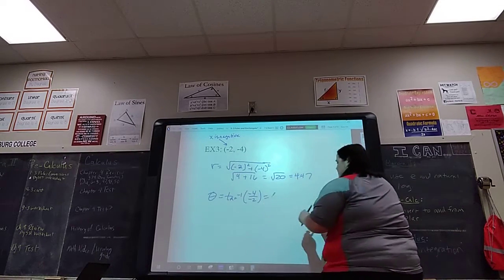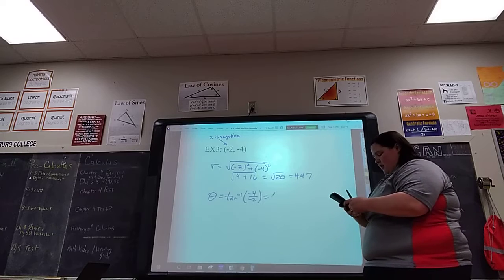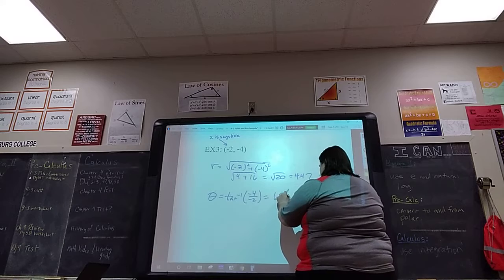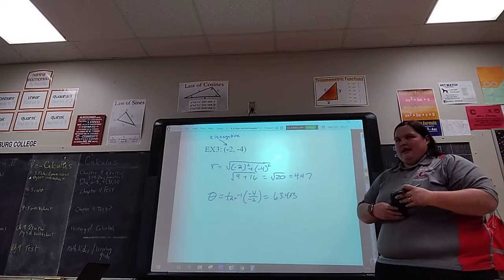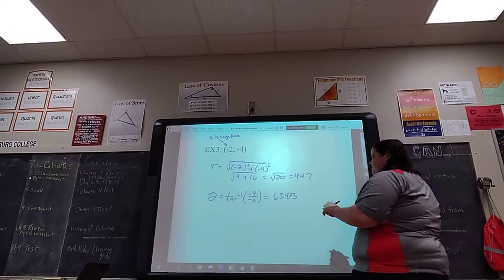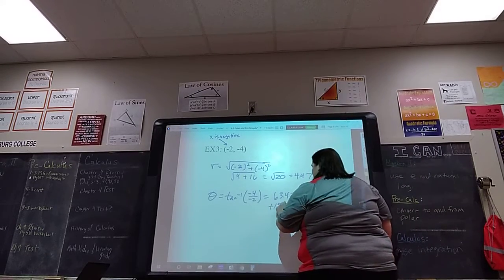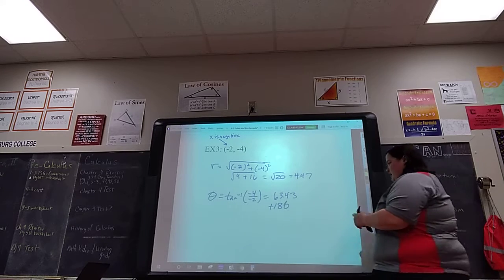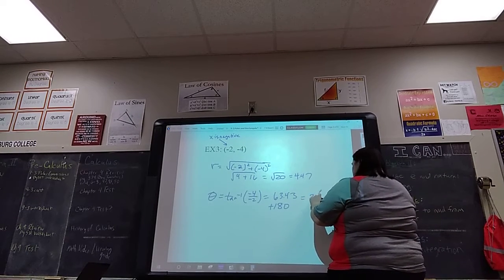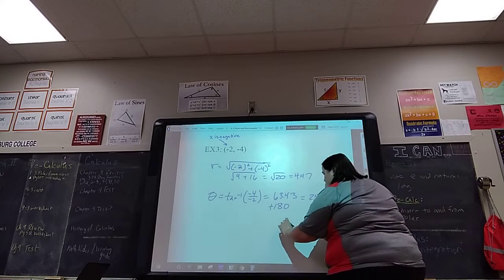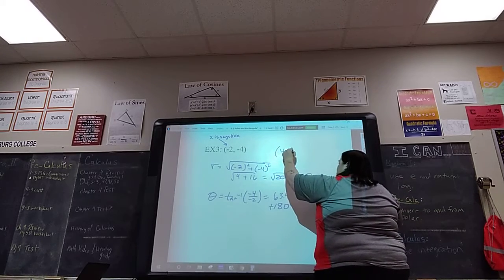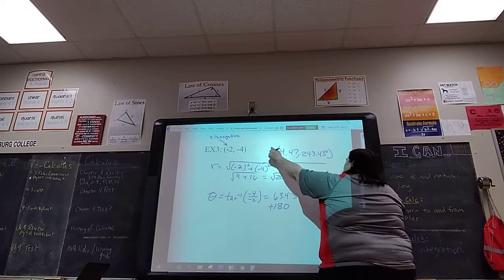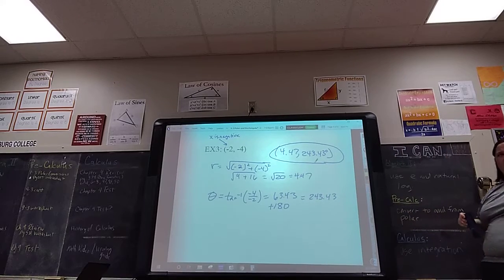Okay. So we're going to do tangent inverse of negative 4 divided by negative 2, which gives us the angle of 63.43. But again, since x is negative, we have to fix our theta. Since x is negative, you add a half rotation. So we're going to take that 63.43 and add 180. So the actual angle should be 243.43. So you write it as a coordinate. And there's our r and theta.